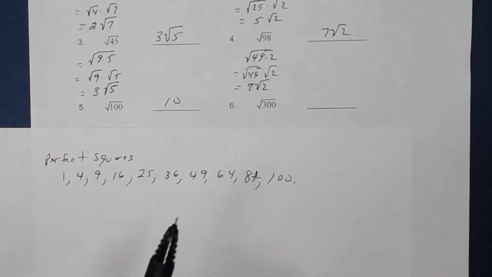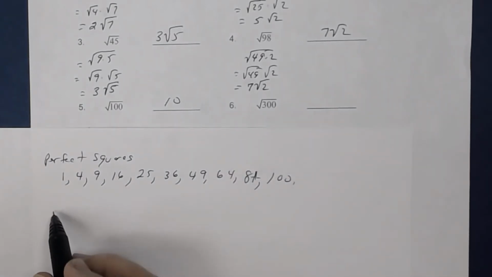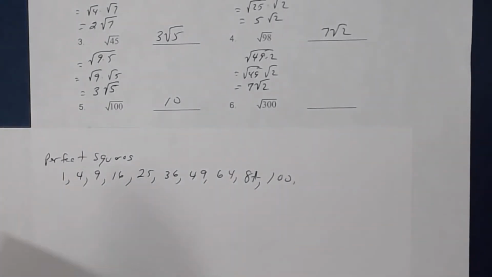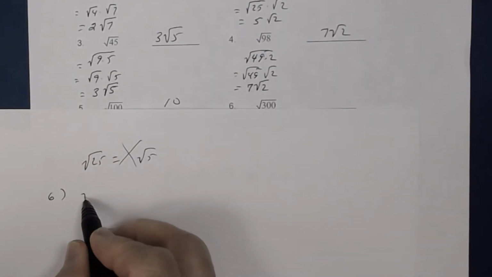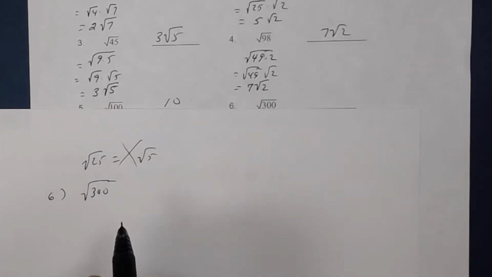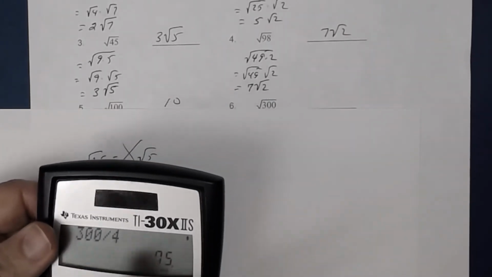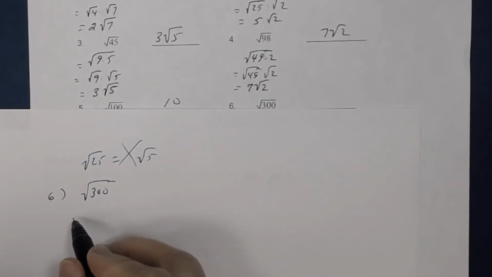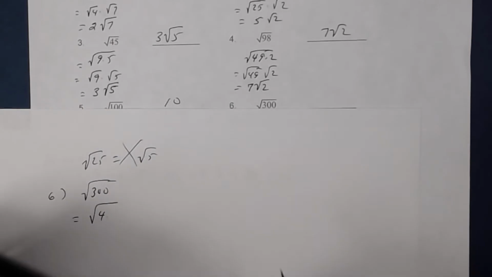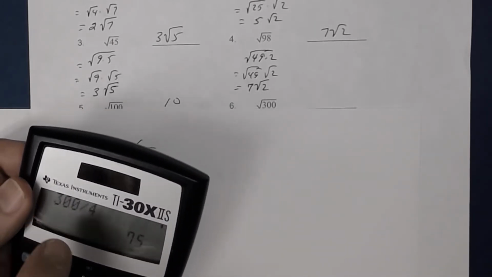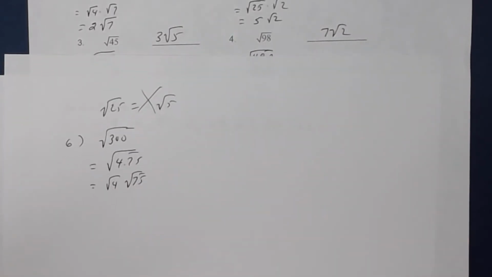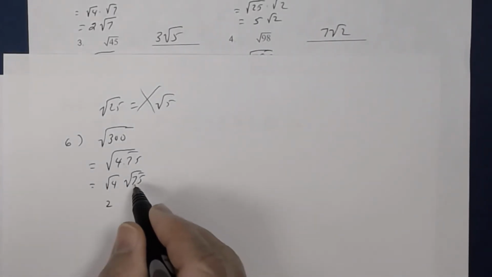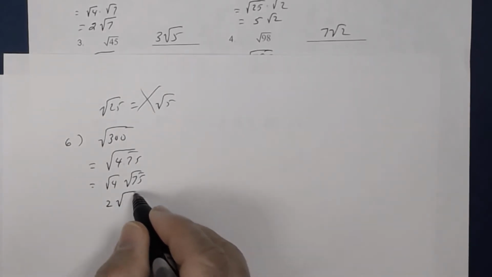For example, I want to show you this. Let's look at number 6 over here. Let me do number 6 on this page. All right, number 6. I have the square root of 300. Y'all agree? All right, and I know that 4 is a perfect square and 4 goes into 300. So you're going to say that's the square root of 4 times 75, right? 4 times 75 is 300. So I can write this as the square root of 4 times the square root of 75, right? And the square root of 4 is a perfect square, so that's going to be 2. 75 is not a perfect square, so I'm just going to go ahead and rewrite it.